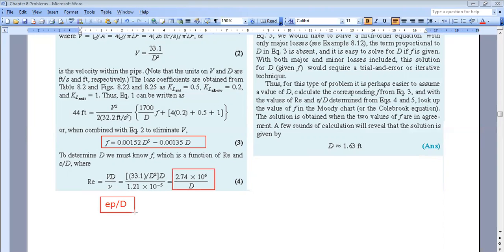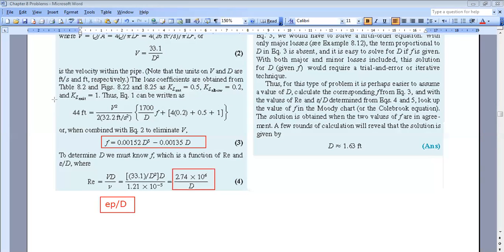Okay, last time we learned how to make assumptions, and we said, for example, that if epsilon over D is given, then I take F corresponding to the flat curve. If epsilon over D is not known, I can start by a certain typical value of F, for example 0.02, and by iteration I solve. Very good.